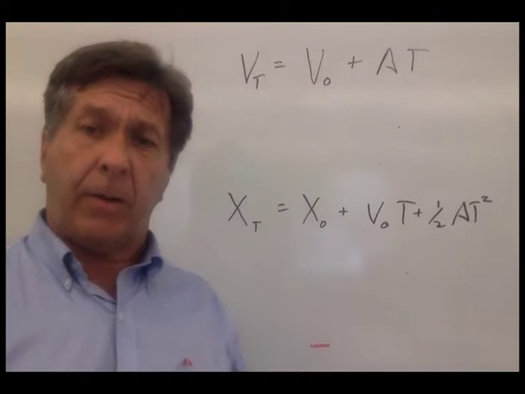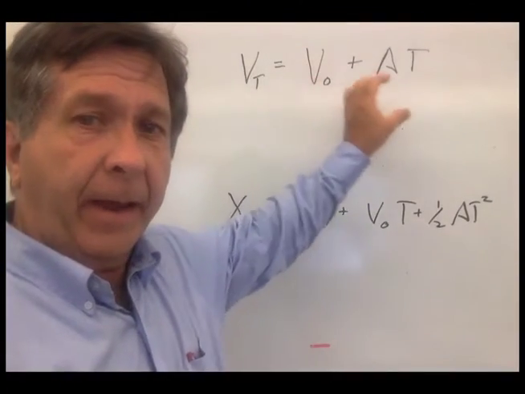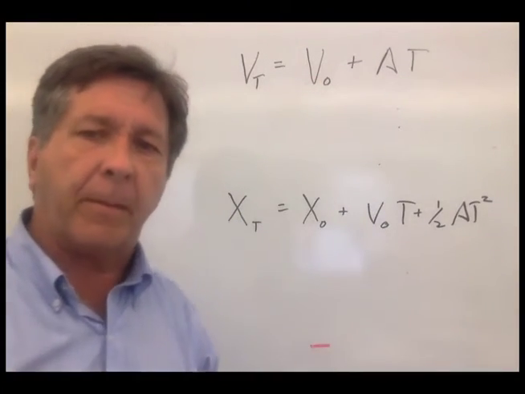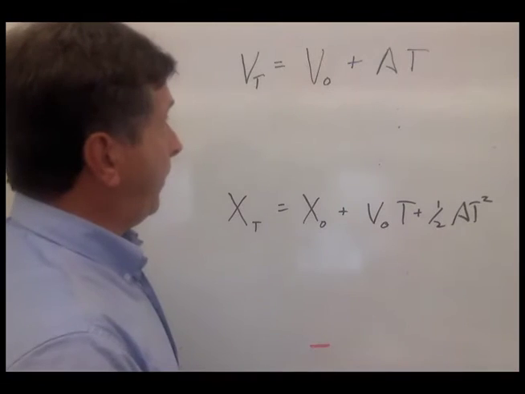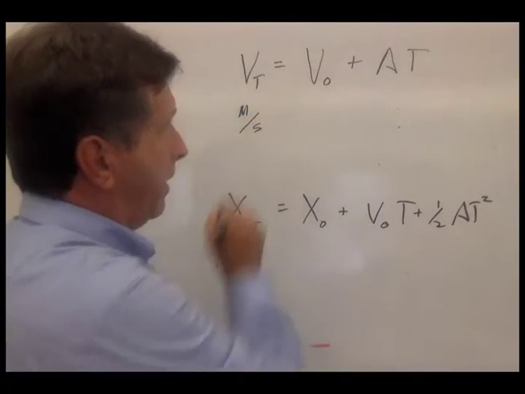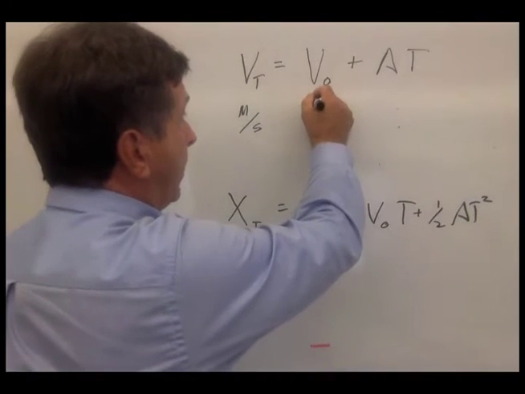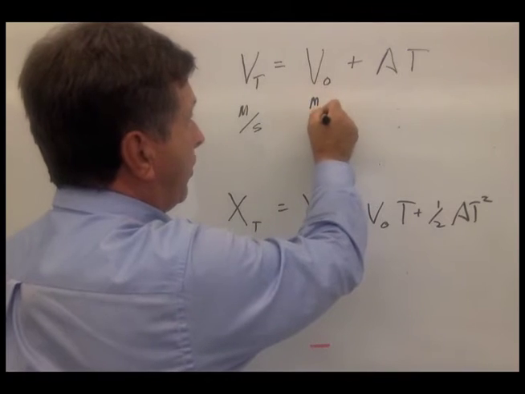So let's just take a look at the units first. In order for these equations to work, each segment has to have the same units. We know that from our basic algebra. Well, the units for velocity are meters per second. That's our velocity at time t. And our velocity initially is also meters per second.